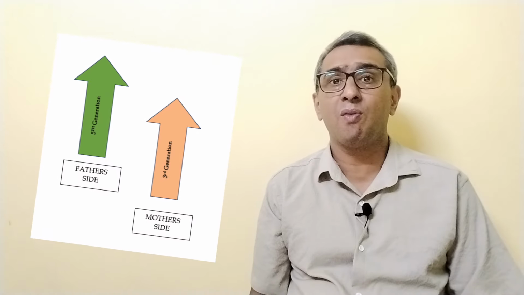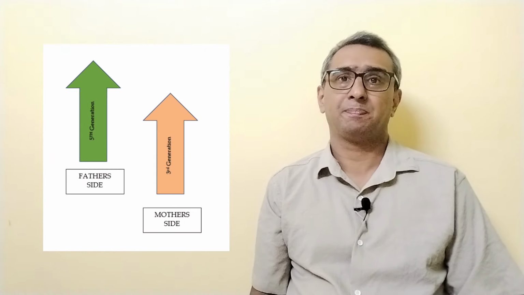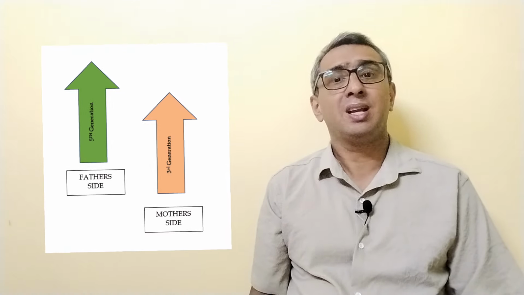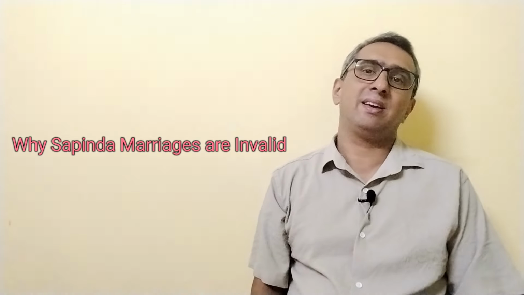In more practical terms, for Hindus, Sapinda relationship extends to the fifth generation in the line of ascent through the father and the third generation in the line of ascent through the mother. So, if you and your potential spouse share a great-great-grandparent on your father's side or a great-grandparent on your mother's side, you're Sapindas.